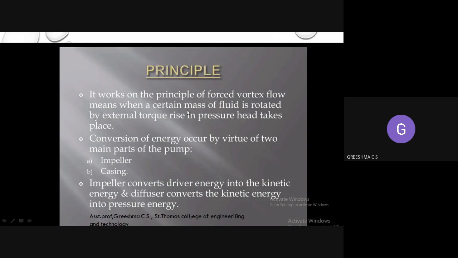Okay, now this centrifugal pump is mainly having two main parts. First one is impeller and second one is casing. Impeller and casing. Okay, so impeller converts the driver energy into kinetic energy, and diffuser converts the kinetic energy into the pressure energy. So the impeller will be converting the driver energy, that is the driving force, into kinetic energy, and this diffuser will be converting the kinetic energy into pressure energy.